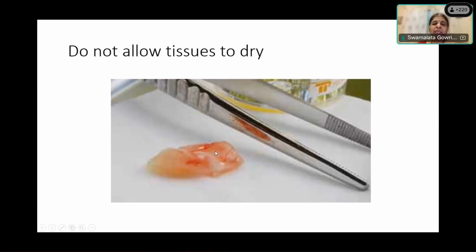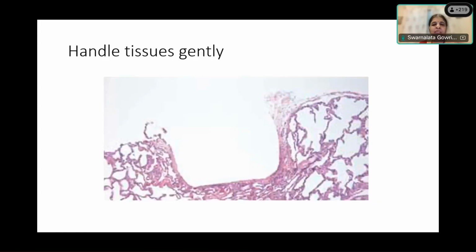Again, after grossing, in all your excitement to give the report, to get the sections, you might just leave tissue drying. Never dry a tissue, because if you dry it, then again, it's equivalent to not fixing it. It will just autolyze, it will become hard, and you will not get any morphology.